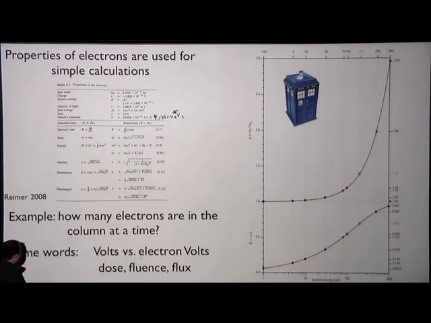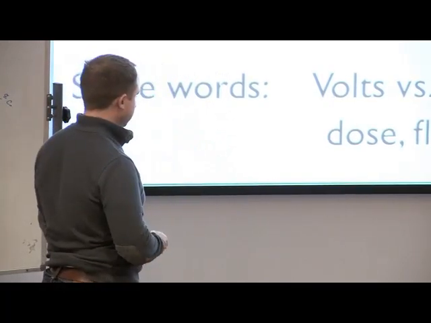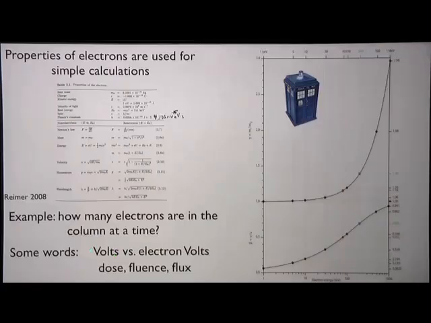Okay, enough mystery. So we did this calculation. Now, a few vocabulary words that I want to remind you of, just to make sure that you don't make the mistake, because it happens a lot. Voltage is a measurement of electrical potential. It's not an energy. Electron volts is an energy.